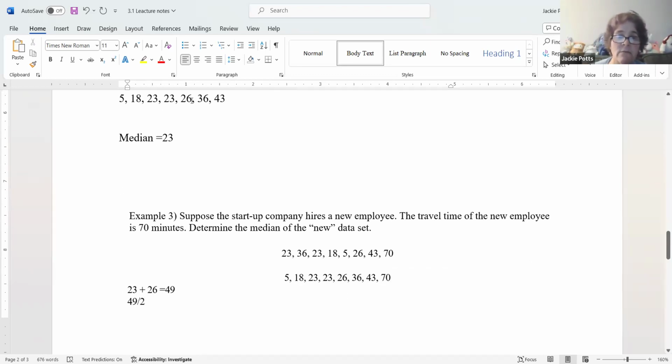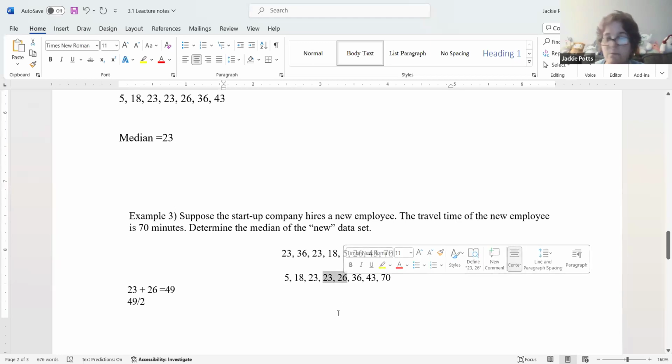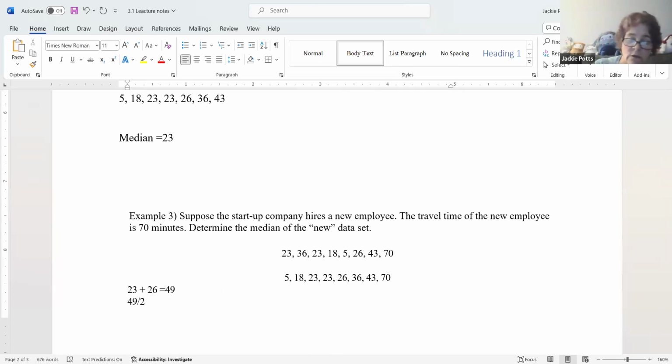Odd data set, count up the number of items, which is called a sample size, divide by 2, and then round up. If it's even, we divide by 2, then take the two middle numbers. Because if I go 8 divided by 2, so 4, so that means I want 4 and 5. So 49 divided by 2 equals 24.5.